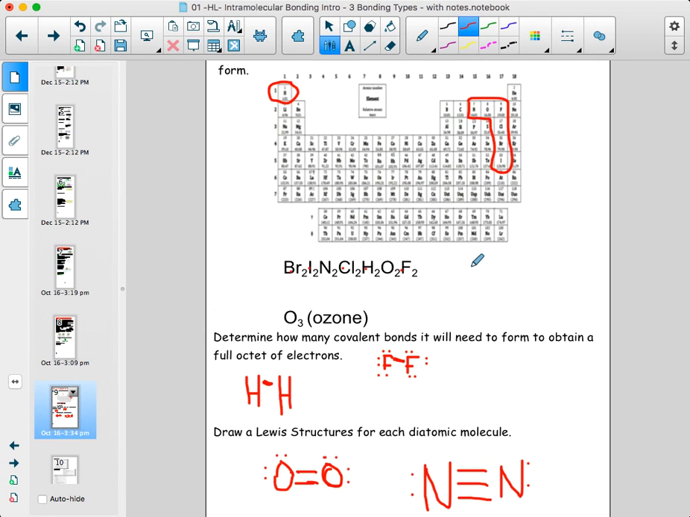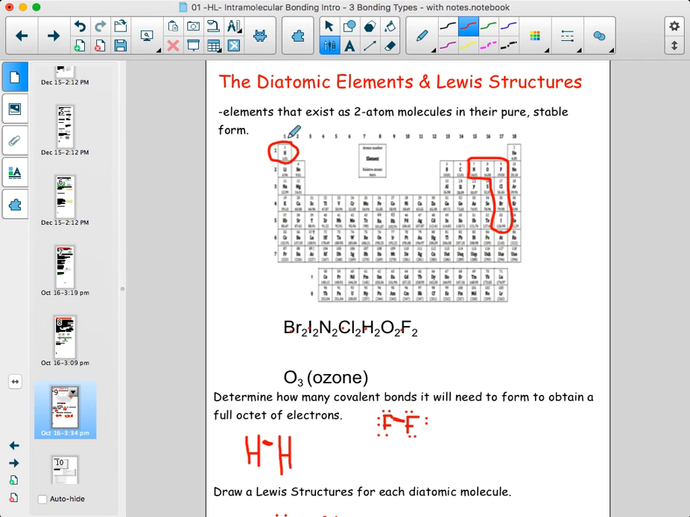So I will expect from now on you work on remembering and memorizing that these 7 elements, when they are in their normal elemental form, exist as diatomic molecules. They don't always have to exist that way. They can exist in compounds in any number of ratios, but when they are in their pure elemental form, they normally exist as diatomic molecules.